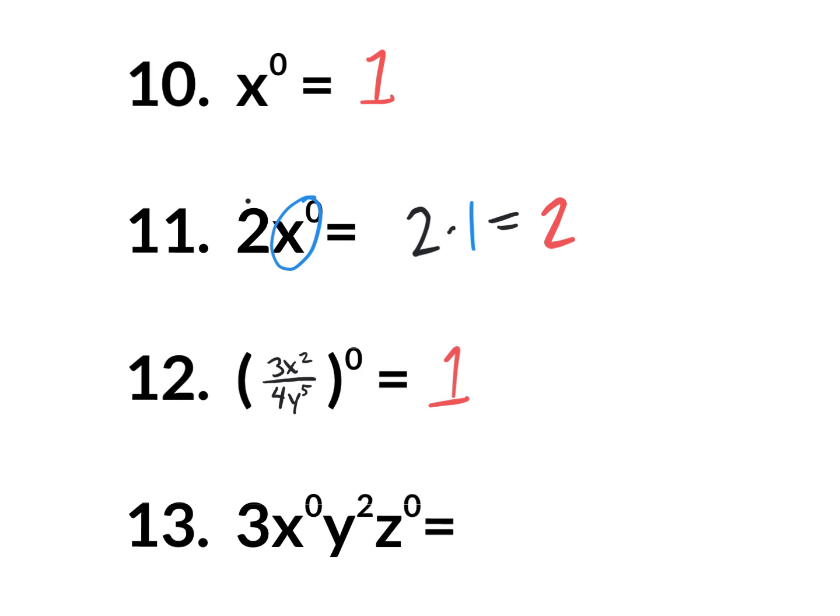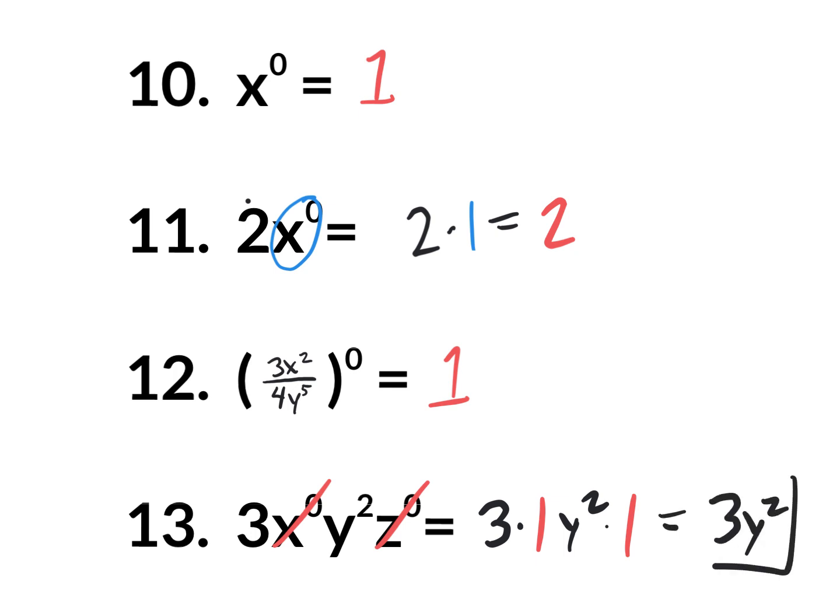Last but not least, when you're faced with a situation like this, anytime you have a power of 0, you could just scratch it out, right? You could just scratch it out, because we know that x to the 0 is 1. So it'd be ridiculous writing it like this: 3 times 1 times y squared times 1. That'd be ridiculous, right? It's better to just scratch it out and say that your answer is what you have left over, 3y squared.